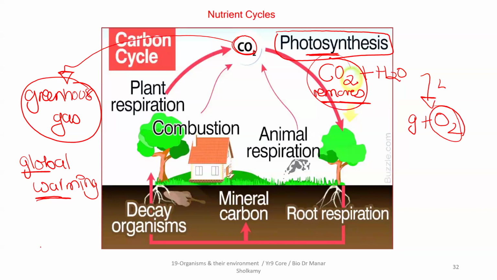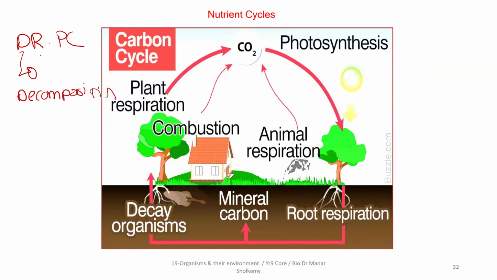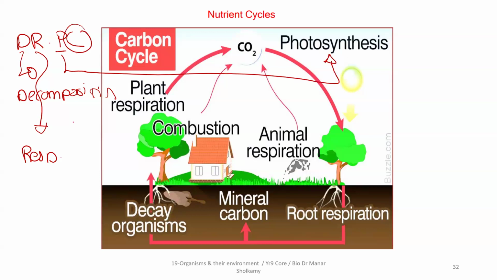Now, what are the other factors that contribute to the nutrient cycle or the carbon dioxide cycle? I'll tell you a very easy way to remember the different processes. Dr. PC. What is Dr. PC? D stands for decomposition, R for respiration, P, what do you think, for photosynthesis, and C for combustion. And to cut a long story short, it's only photosynthesis that removes carbon dioxide from our environment.